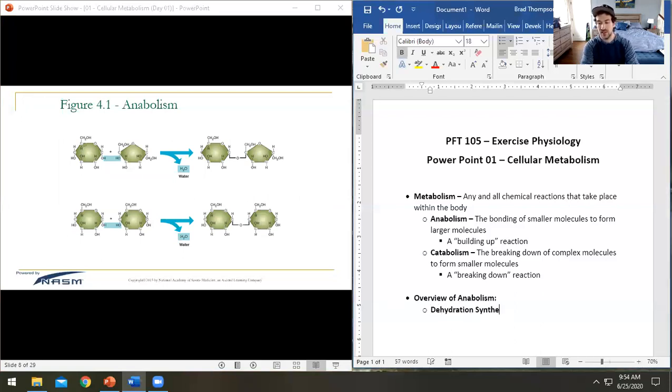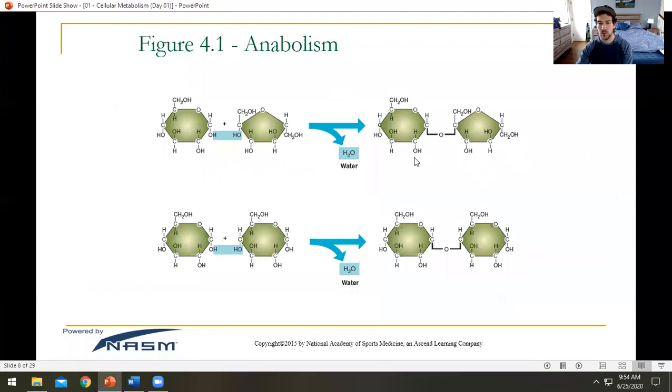Dehydration synthesis. If you've ever heard the word synthesis before, synthesis means to synthesize something. It means to make something, right? So you are making something by dehydrating two molecules. If you were to suck a little bit of water out of both molecules, those molecules would get attracted to each other and they would link, right? And that's actually what we're seeing in this picture right here.